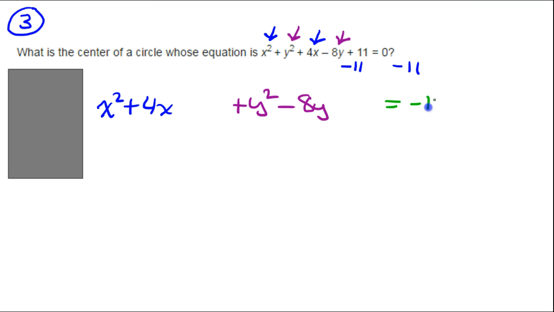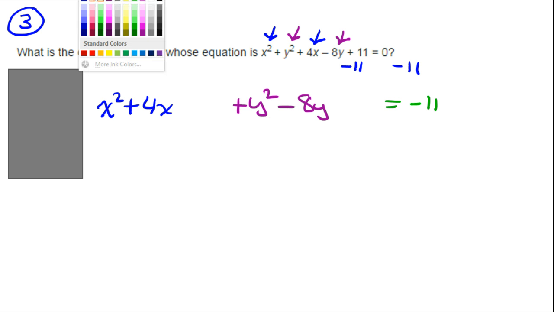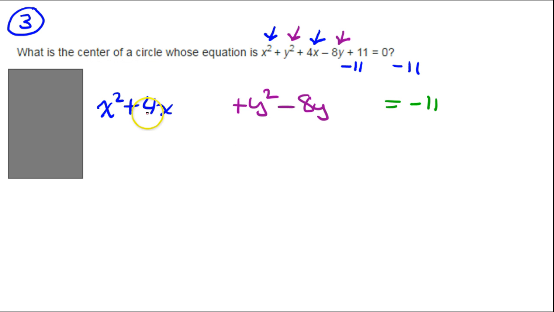And that equals negative 11 because I moved that over. Now it's time to complete the square. Half the middle squared. Half of 4 is 2. 2 squared is 4. So that's why I'm going to put a 4 on the left and the right. Keep the balance. I'm going to do the same thing with the y's.